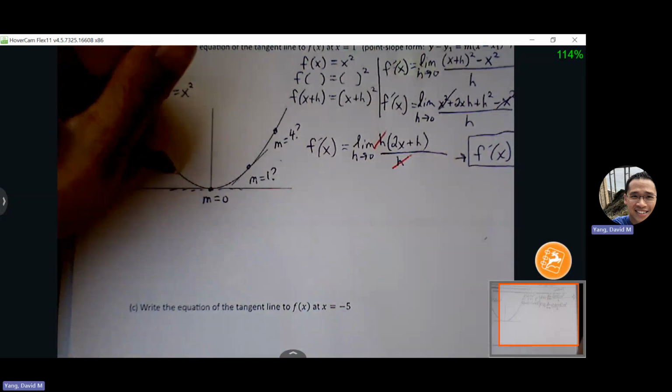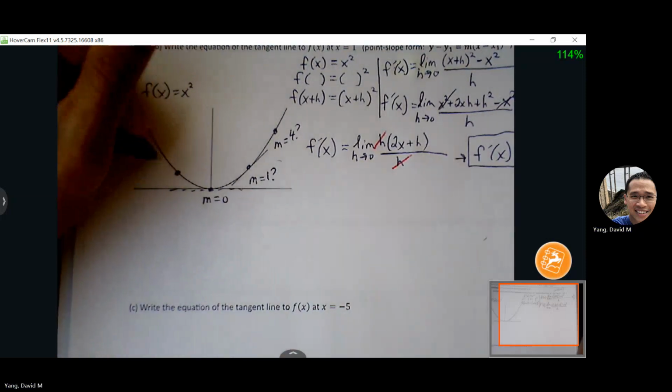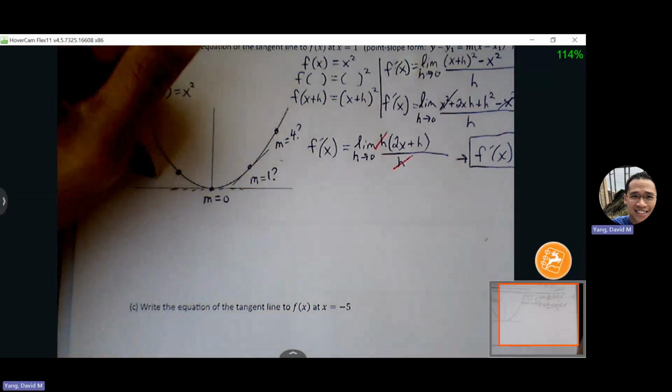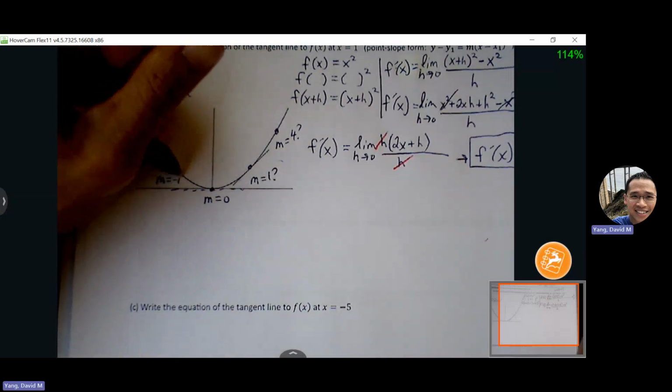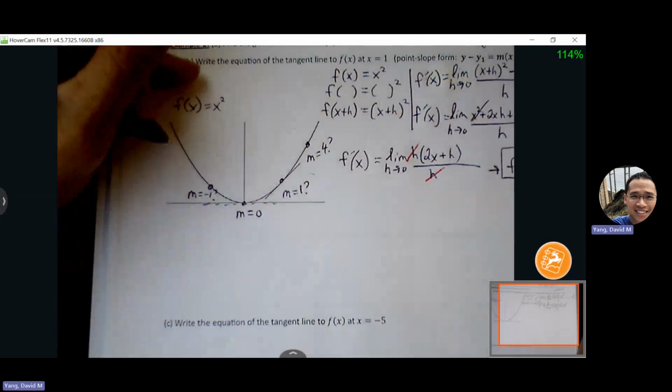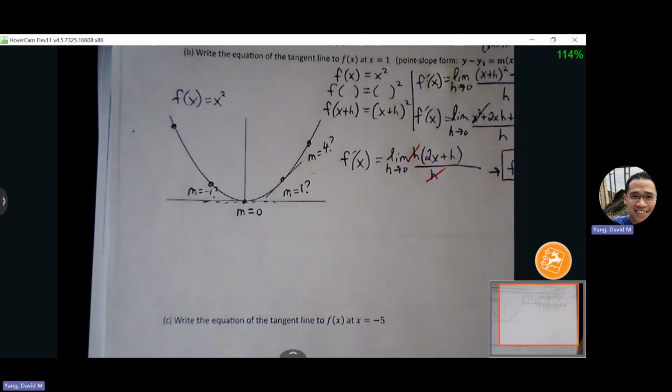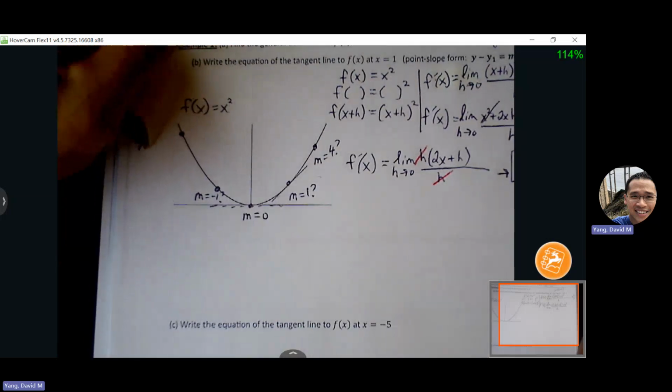What about on this side? What's the steepness at this point on the curve? Negative, maybe -1, right? What if we are further and further away? A steeper, but negative steepness, right? So maybe m is like -5 or -6.